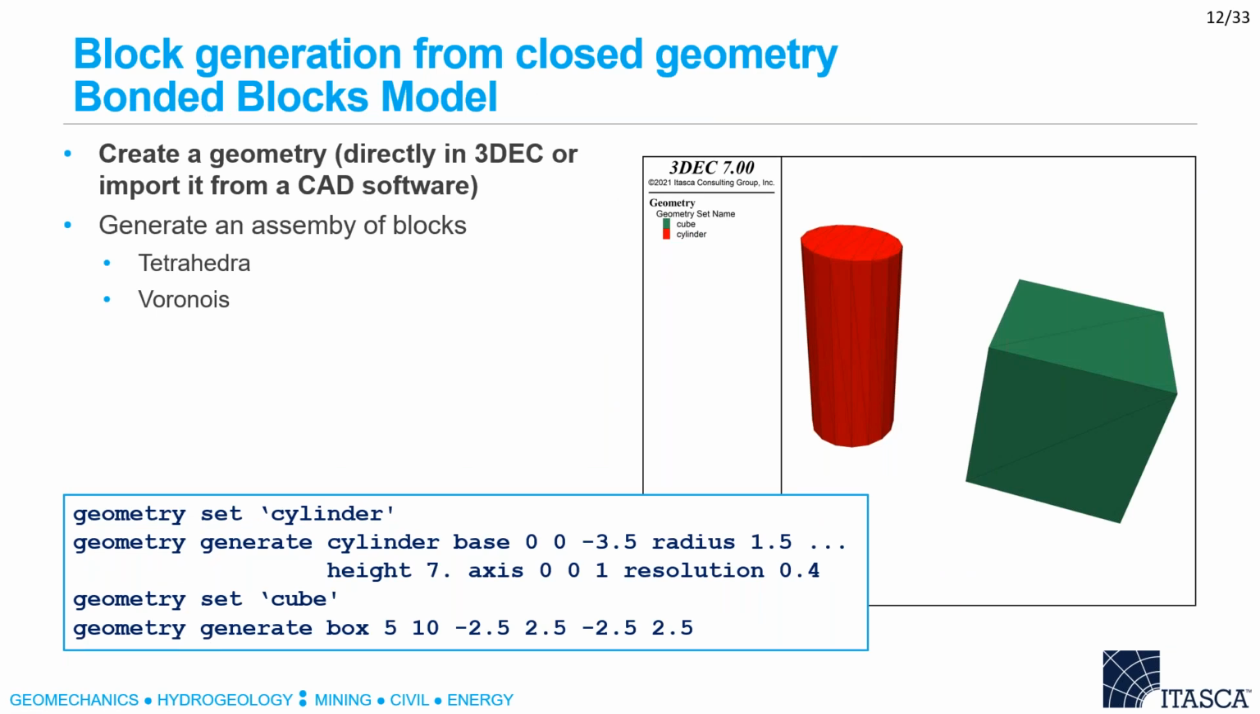Another option is to make bonded block models, so models made of an assembly of blocks. For example, in this case also we generated geometry either in 3DEC or imported from a CAD software. Here I have generated it inside 3DEC with the geometry generate command for a cylinder or a cube.